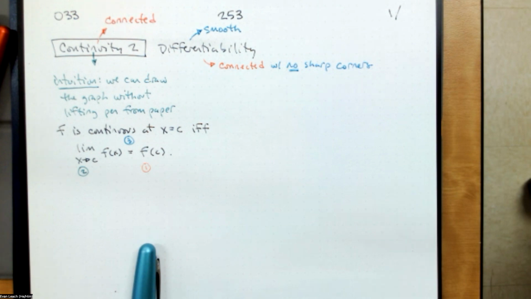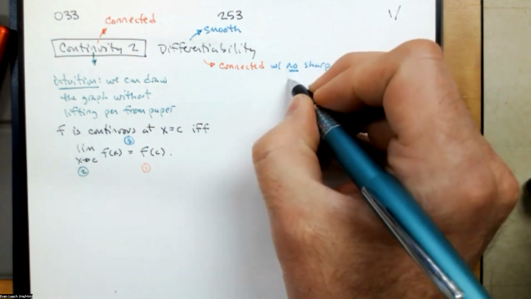So we need a more technical term than no sharp corners. So let's use no pointy bits. Yeah, that's better.